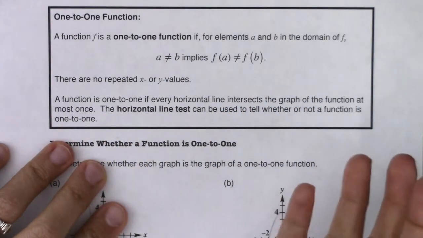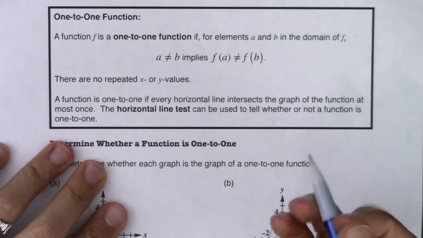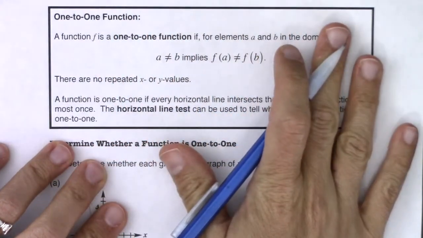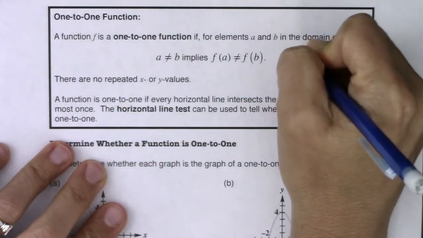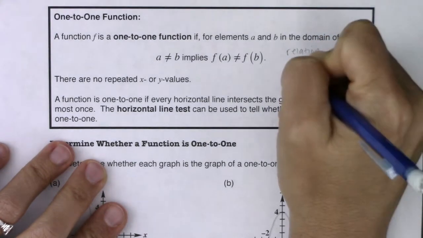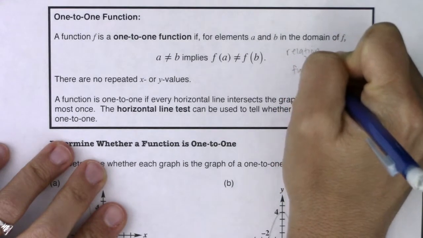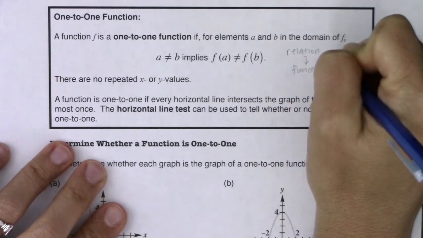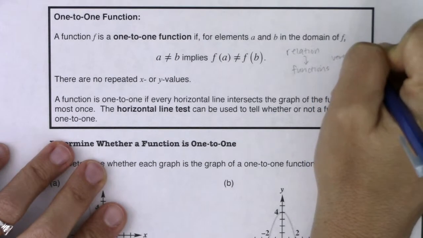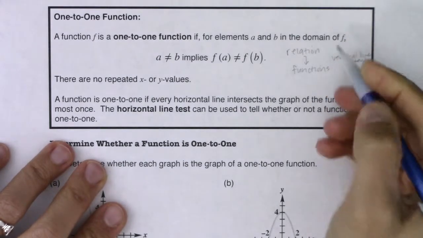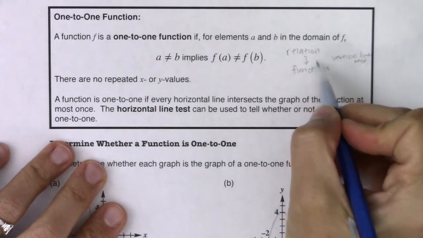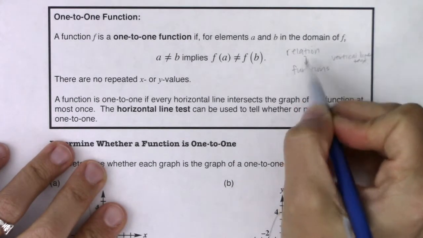The horizontal line test can be used to tell whether or not a function is one-to-one. So if we reach back to the very beginnings of this section, we were talking about relations, right? And then if you wanted to be a little bit more specific, you could talk about functions. To test that, we would use the vertical line test. So to determine if a relation was a function, we wanted to see if it passed the vertical line test. So again, all functions are relations, but not all relations are functions.